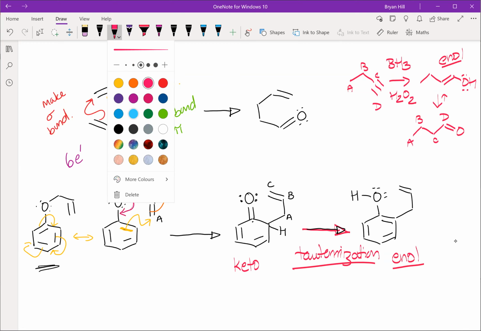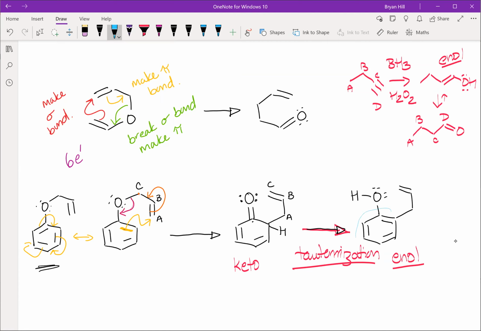So the next section of the course, we're going to be talking about stability of aromatic rings. And by enolizing to form the enol, you regain the aromaticity. So this is the example where the enol is the favored form. So this is just a tautomerization.